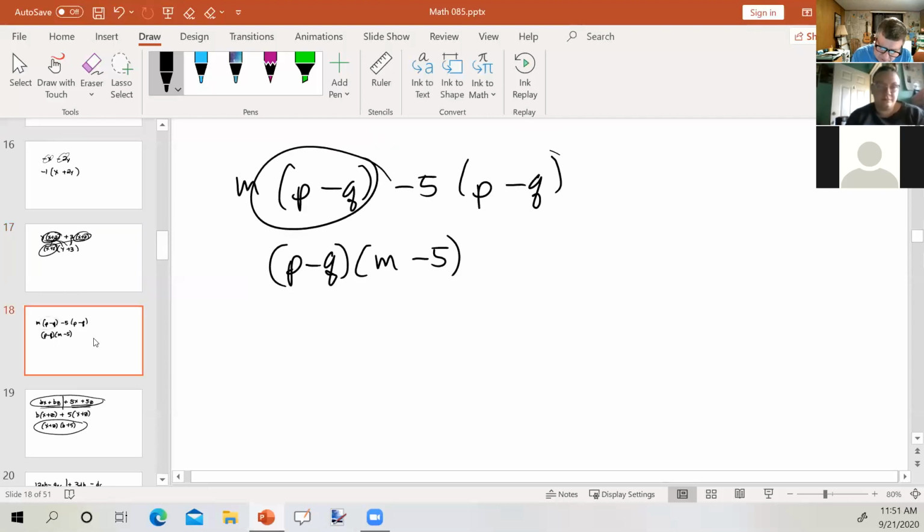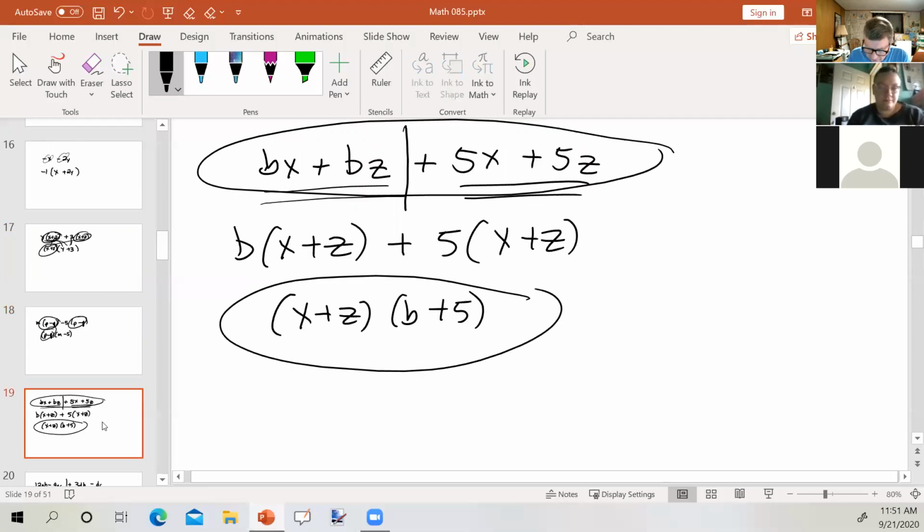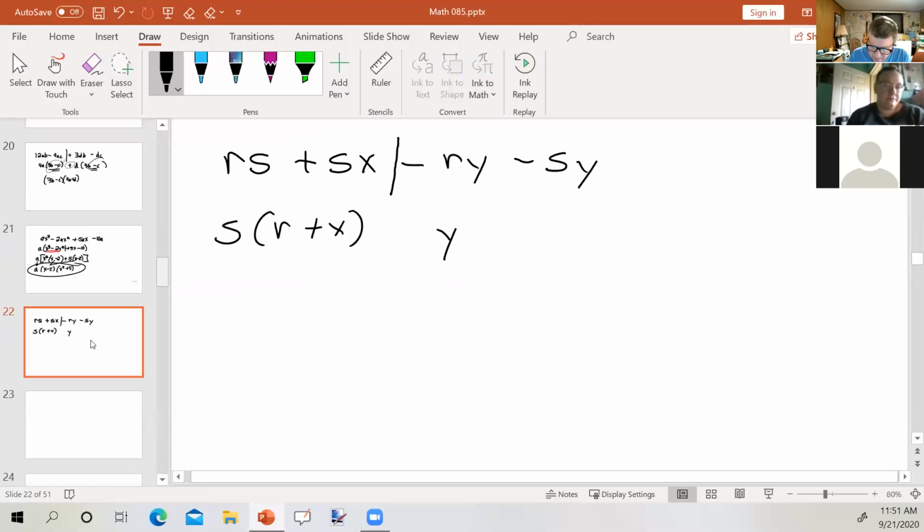Here, these two matched. Because they matched, I could take it out as the greatest common factor. Here, these two matched, etc. Okay, so now, what do I want? I want them to match. So I want this to be equal to that.